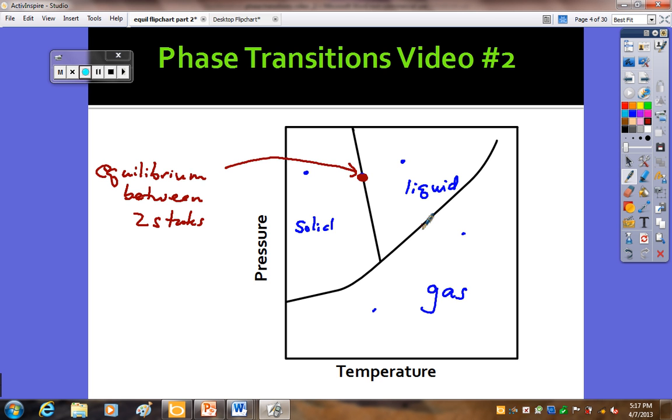This, etc. are all equilibriums between liquid and gas, where you have liquid vaporizing becoming a gas, and gas condensing becoming a liquid at the same rate. So you have an equilibrium. Here you have an equilibrium between solid and gas and so forth. Any place on the line is a point of equilibrium.